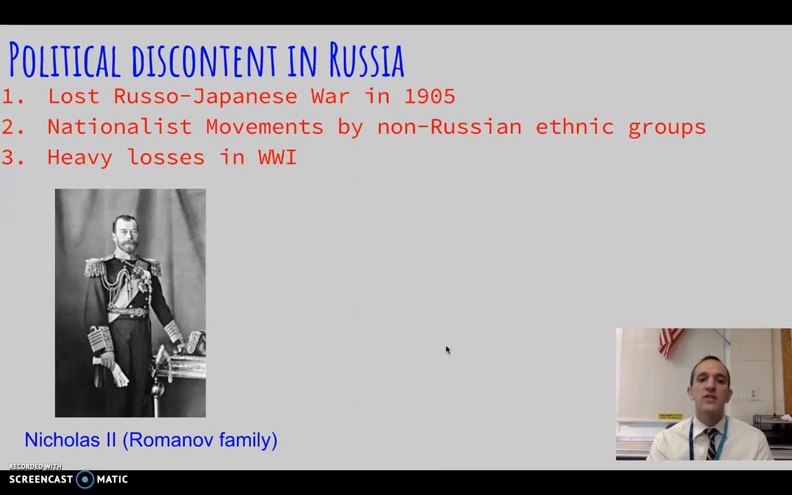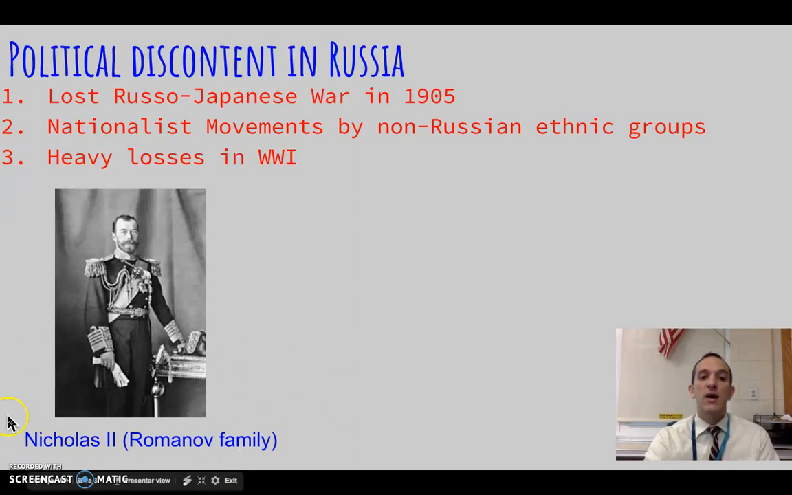All of this leads to discontent with this guy who is the leader of Russia during World War I, who is Nicholas II. He is part of the Romanov family. His family lineage goes back to Peter the Great and Catherine the Great. Their family has been in power for almost 300 years at this point, since the 1600s. Little synthesis there as well.